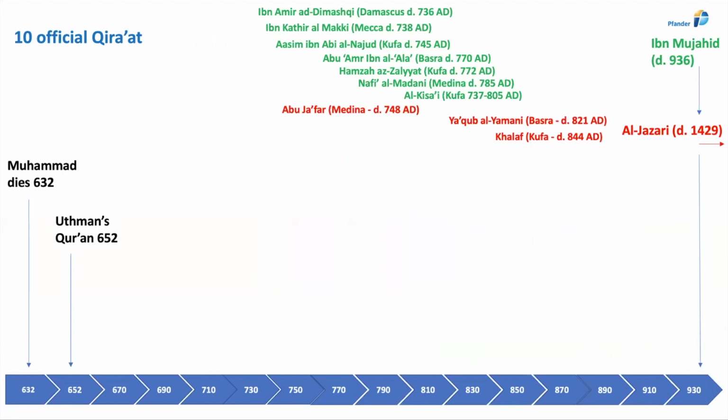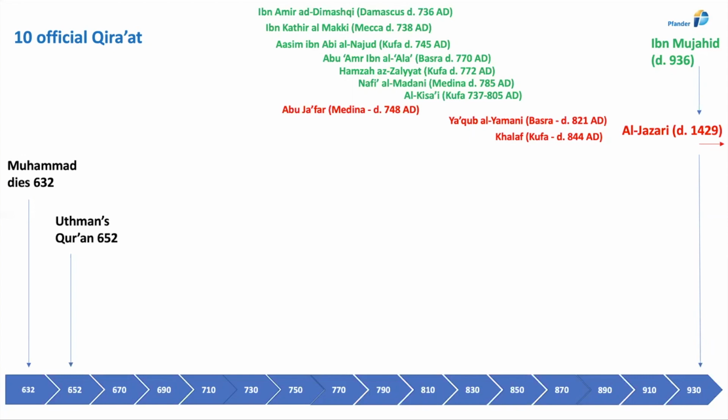There are the 10 official Qira'at at the top, right? Ibn Mujahid, who chose the first 7. Al-Jazari, who chose the next 3, making 10. There they are in green and red on your right-hand side. You can see they come a century to 2 centuries to 3 centuries after Muhammad. But they were chosen 800 years after Muhammad. 800 years for Al-Jazari finally to choose these 10. These are the 10. 7 chosen by Ibn Mujahid, another 3 added by Al-Jazari.